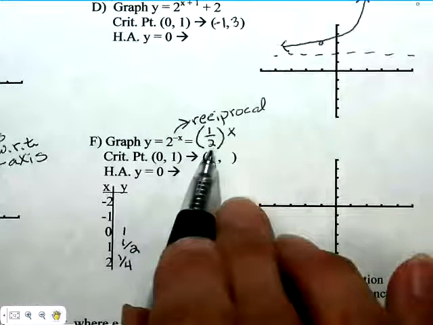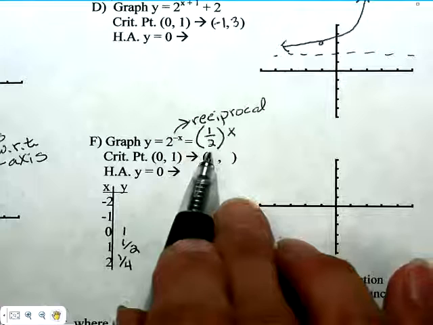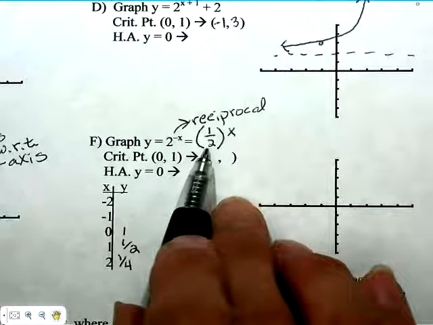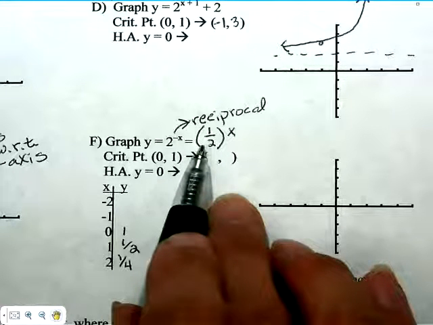You may be right. I just couldn't hear you. 1/2 to the negative 1. What would that be? 2. Good job. You flip the 1/2 and you get 2.